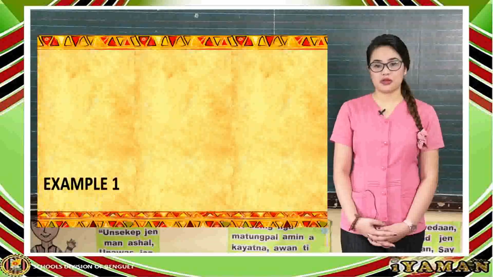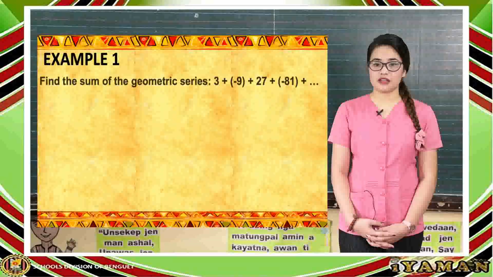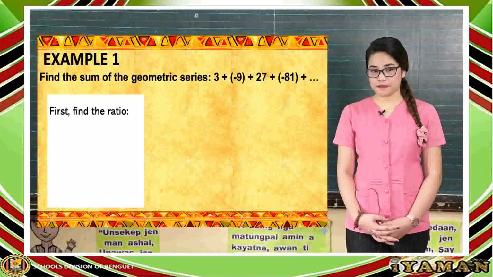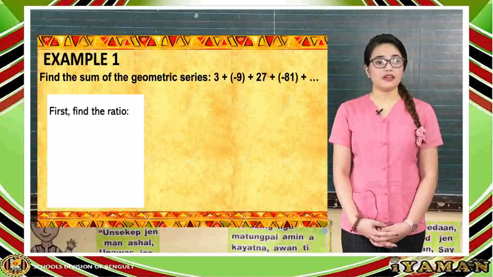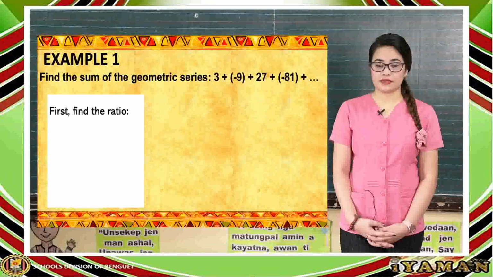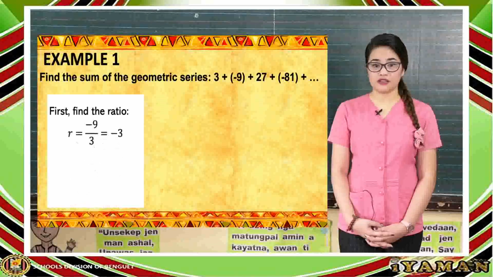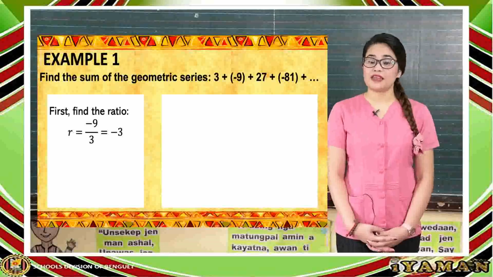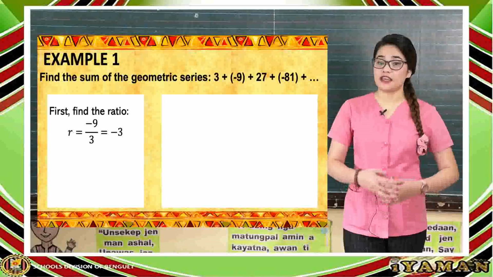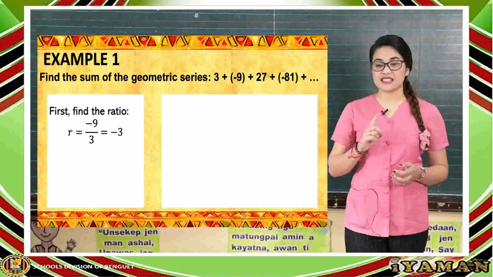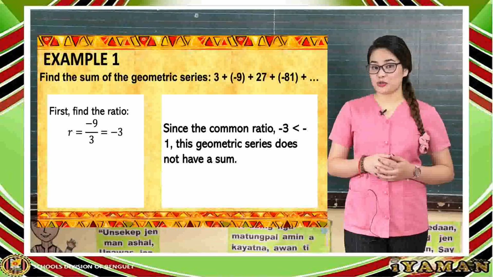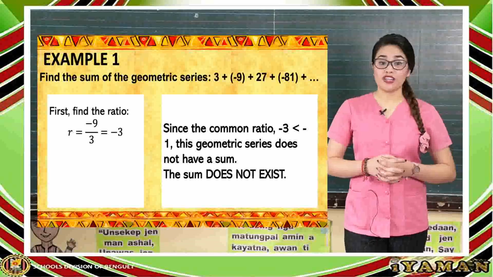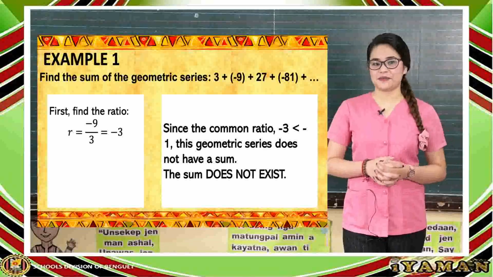Find the sum of the geometric series 3 plus -9 plus 27 plus -81 plus. Begin by determining the common ratio. So we choose -9 divided by 3, that is equal to -3. Since the common ratio is -3 and that is less than -1, this geometric series does not have a sum, or the sum does not exist.